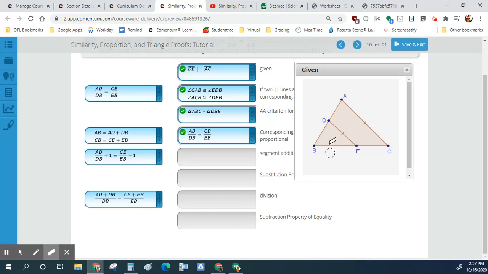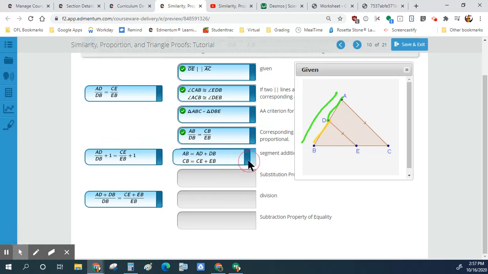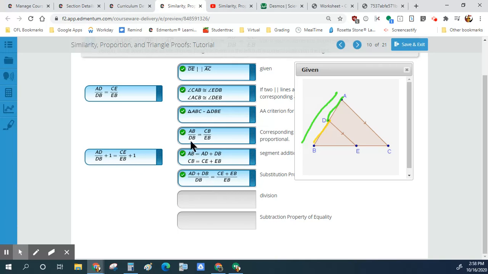Next, it's segment addition. We can say that DB plus AD is equal to all of this, AB. So we're basically just adding this plus this to make this entire thing right here. That's where we're doing all of our big ones being there. And then substitution. To substitute, we can use this. Instead of writing AB right here, we're going to write AD plus BD. So that's why we have the same fraction from up here.